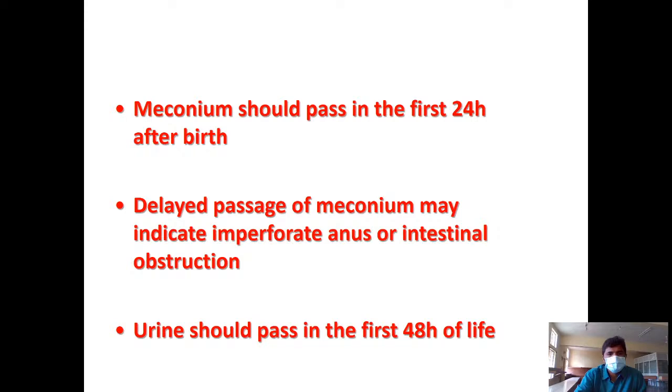So these are the normal things. The baby should pass meconium in the first 24 hours of life, and delayed passage of meconium may indicate imperforate anus or intestinal obstruction of Hirschsprung's disease. And urine should be passed in the first 48 hours of life.